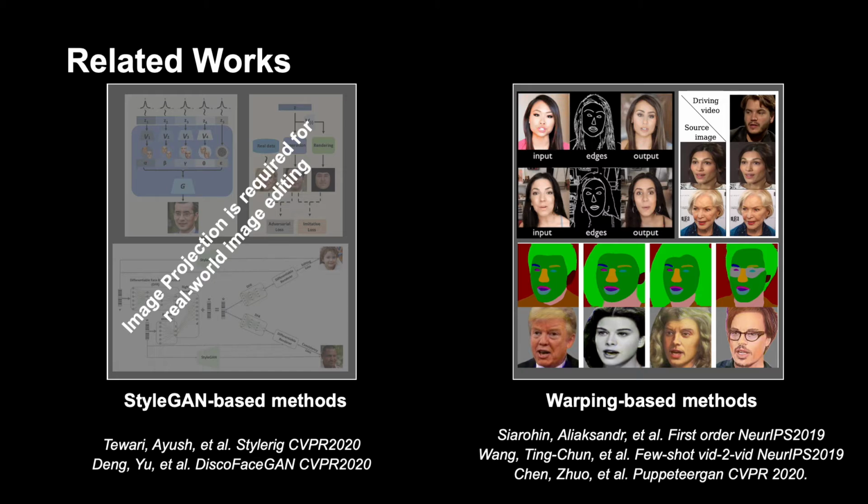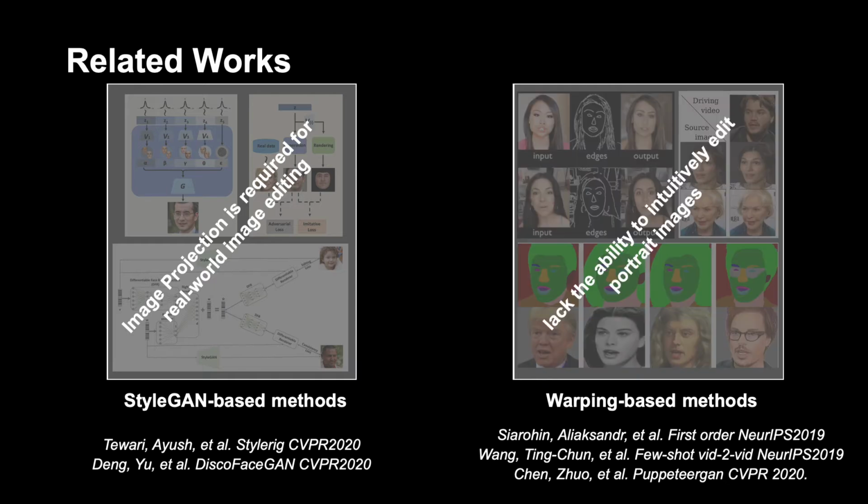for real-world image editing. Some other works employ warping-based methods to estimate the deformations between the sources and targets. However, many existing methods use indirect motion descriptors such as edges and keypoints to describe the target motions, which hinders the model's ability for intuitive image editing.